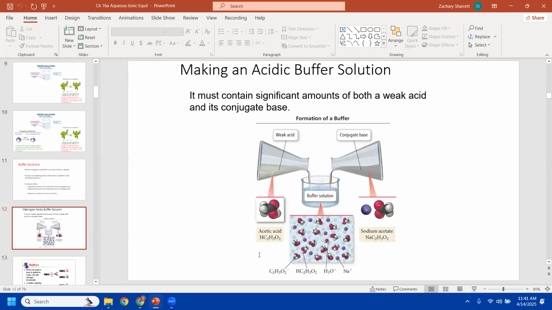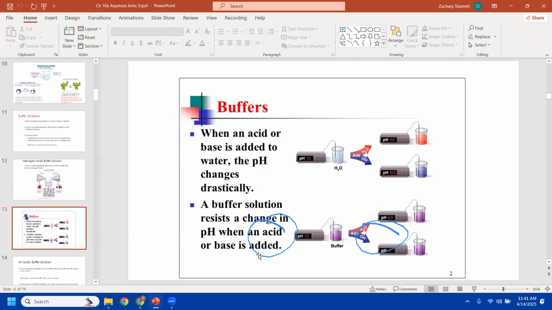Pictorially, we mix a weak acid and its conjugate base. Notice how we're using a weak acid, HC2H3O2. Why is sodium acetate the conjugate base in this case? Because we couldn't add just C2H3O2 minus. Okay? So here's how it works.